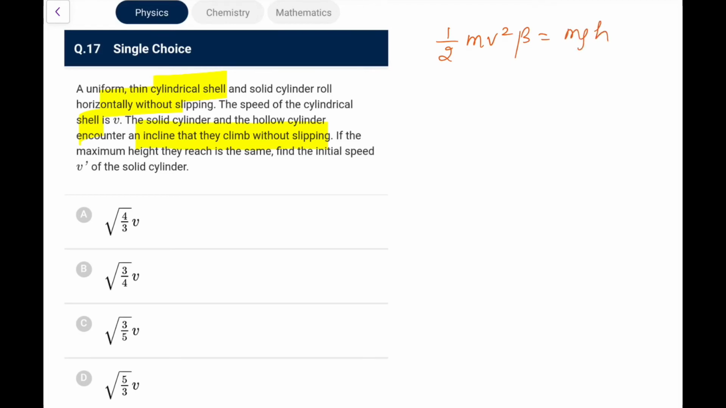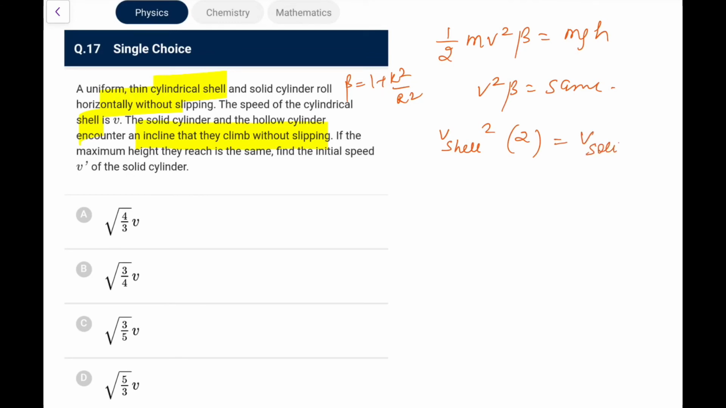So if h is same, this means v square beta must be same. For the cylindrical shell, we can have v of the shell square into beta. Beta for the shell is 1 plus k square by r square. That comes out as 2, because it is a ring, so beta is 2. That factor beta, you just remember, I am always using this. It is 1 plus k square by r square. K is the radius of gyration about the cm axis.